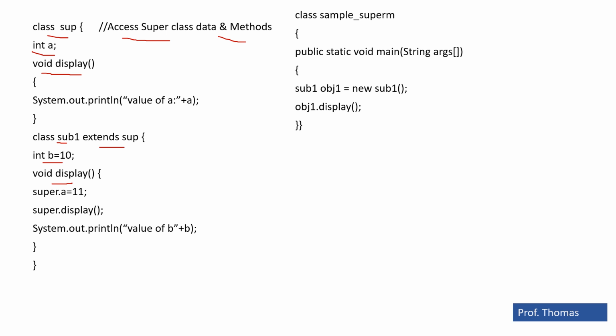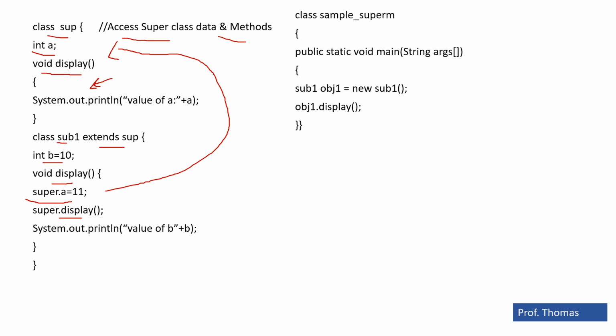Using the super keyword, super.a accesses the superclass variable. The subclass can easily initialize the superclass variable with super.a. And super.display calls the superclass method.